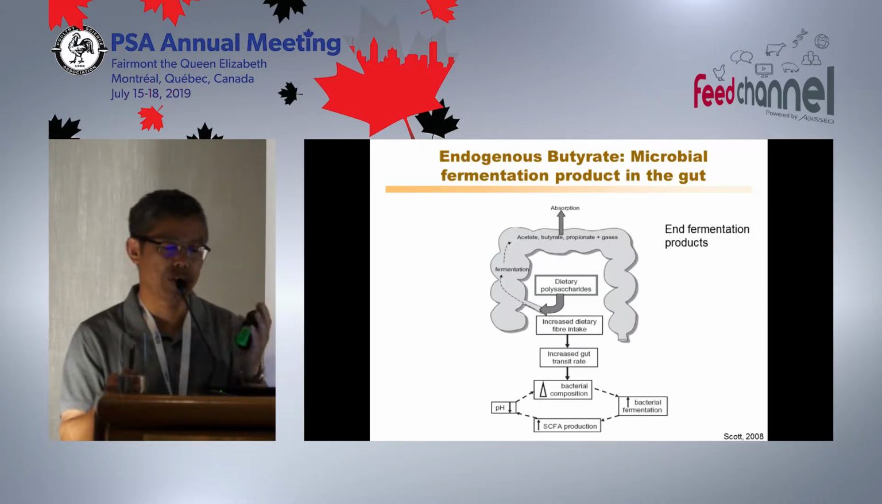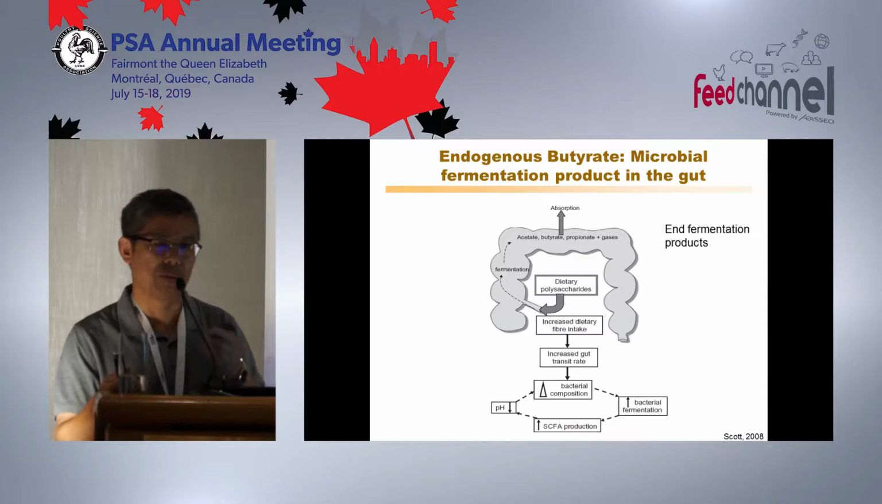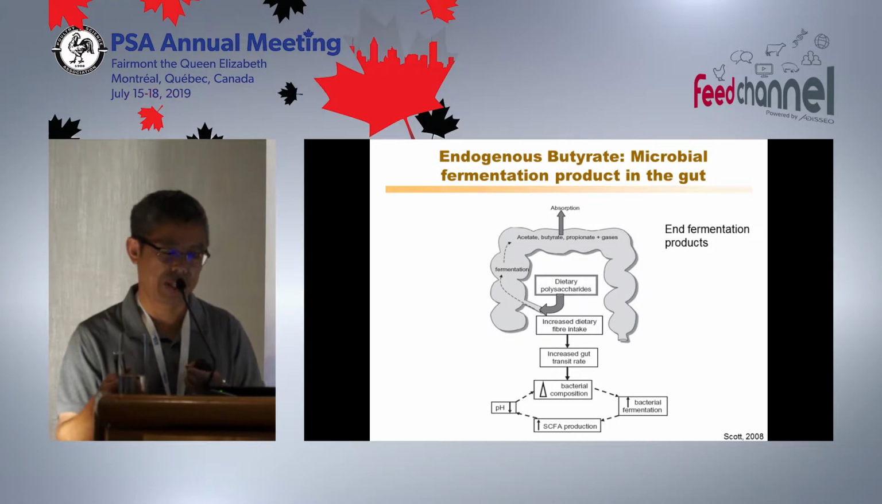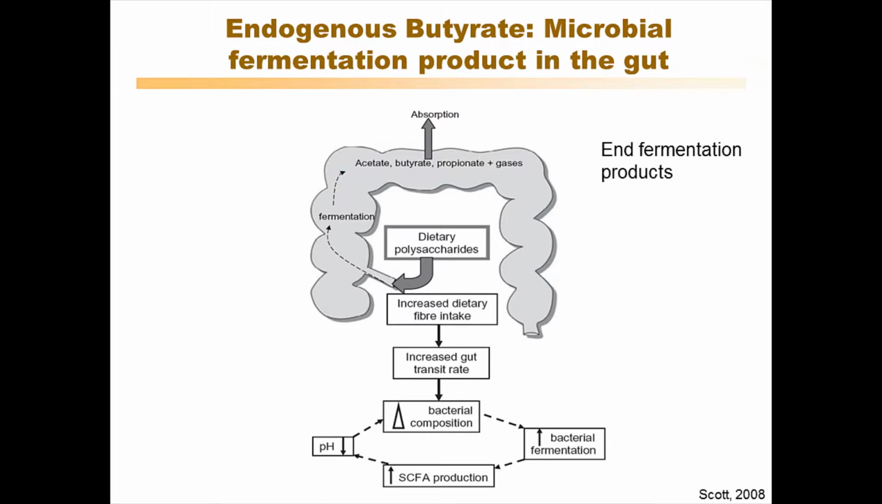This slide basically shows colon fermentation. When the gut has dietary fiber, as a result of fermentation, it will change the bacterial composition and reduce the pH value in the gut. It can also enhance short-chain fatty acid production. The short-chain fatty acids mainly include acetate, butyrate, and propionic acid, plus gas.